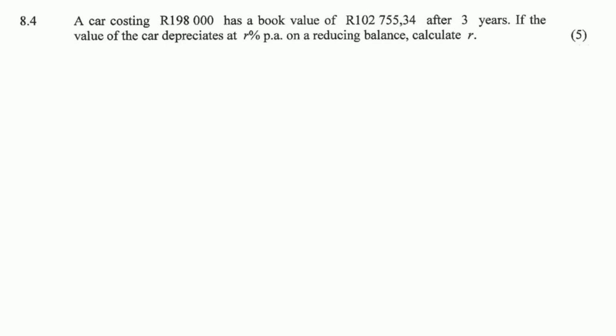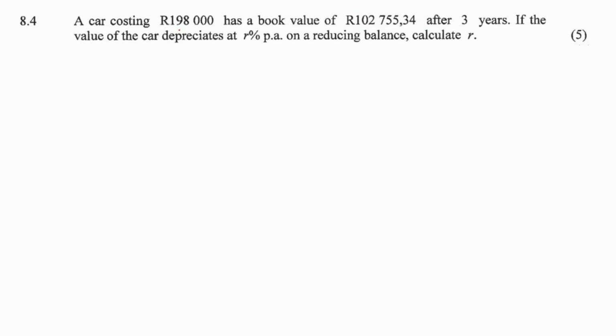A car costing 198,000 Rand has a book value of 102,755. So what does that mean? It means that you purchased a car for 198,000 Rand. Now you obviously drive your car, it becomes a little bit older, so the value of your car goes down, right? And this is called the book value. So that's what your car is worth after 3 years.